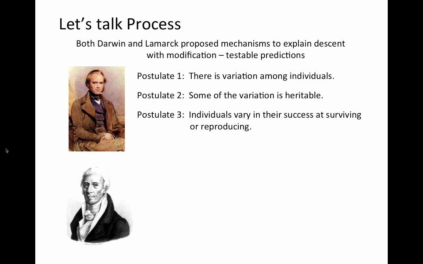Postulate 3 is that individuals vary in their success at surviving or reproducing. So we'll delve more into this postulate. It's a little bit difficult to get your mind around, but basically the idea is that in any generation there are more offspring produced than can possibly survive, and so some individuals are going to leave surviving offspring, and some individuals will not. So there's going to be variation between individuals in how reproductively successful they are.